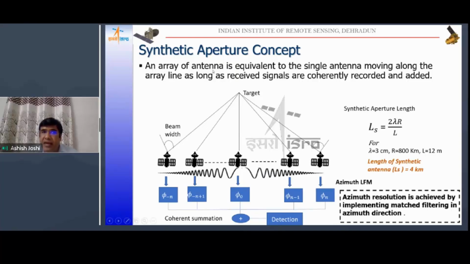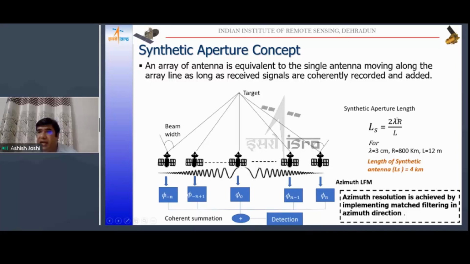An array of antennas is equivalent to a single antenna moving along the array line, as long as the received signals are coherently recorded and added. So these multiple locations of the radar behave like a long antenna, as the signals are received and coherently added. Coherently added means the phase of every antenna pulse will be the same. This is the synthetic aperture concept: with the motion of the SAR, we are simulating a larger antenna.